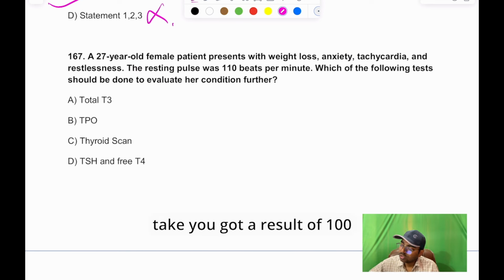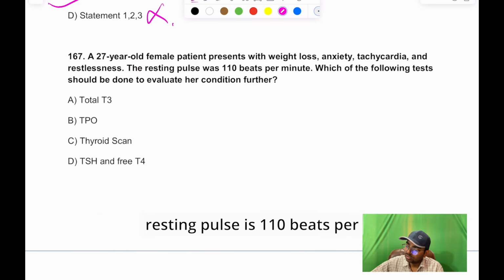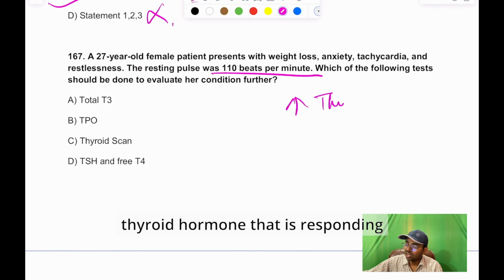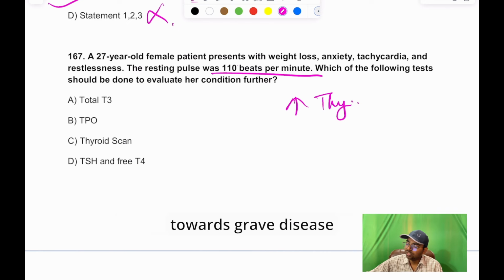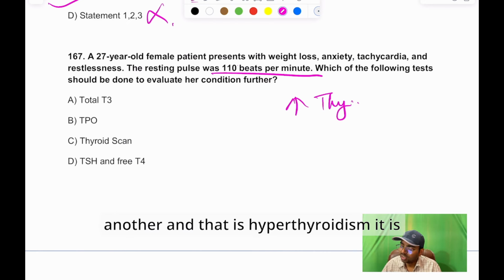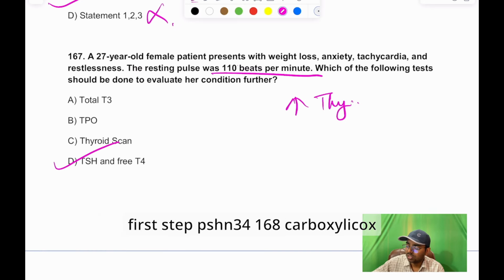167. Anxiety, tachycardia, a resting pulse of 110 beats per minute. There is increased thyroid hormone, which is pointing towards Graves' disease, that is hyperthyroidism. So what will we do as the first step? TSH and free T4.